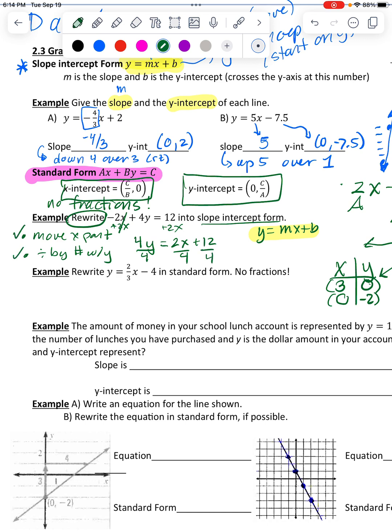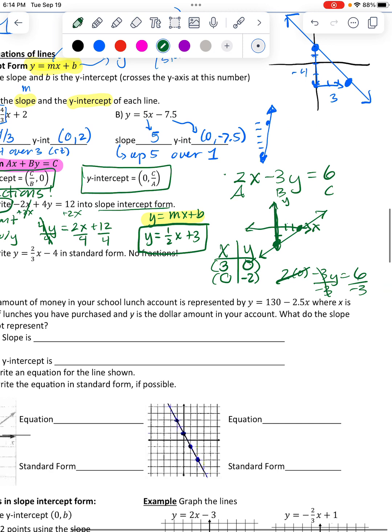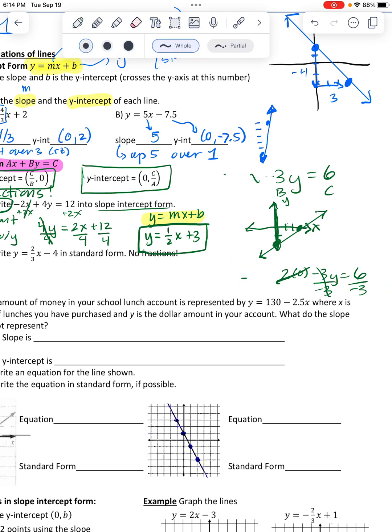And then I would just take it one at a time. This cancels out, so you have your y. 2 over 4 actually reduces to 1/2 for your slope. And then 12 over 4 reduces to 3. So if you had to graph this, you could graph this in a couple different ways. You could find the intercepts, or you could graph it using the y equals mx plus b.